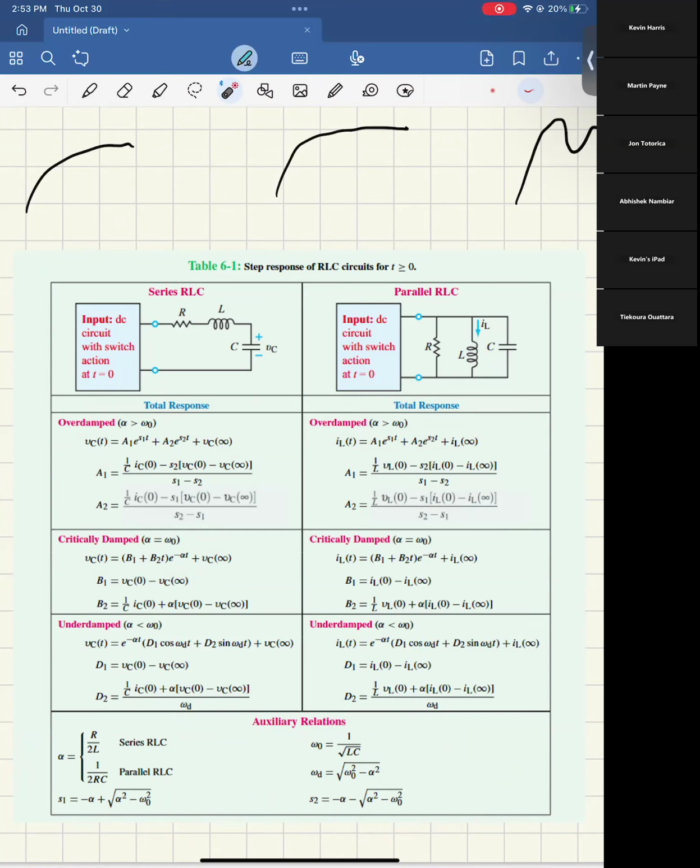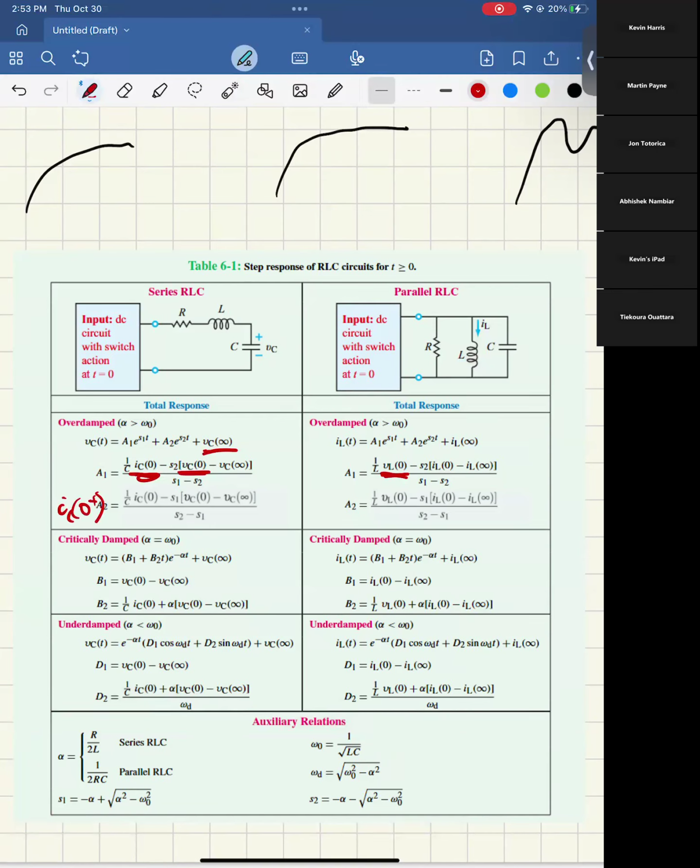And yeah, there is one caveat I will point out. If you notice here, it has these VC of zero and VC of infinity terms, which you're used to. You know how to find those. But then for this IC of zero and VL of zero, right? That's not what you're used to. And what that is, it's really IC of zero plus.